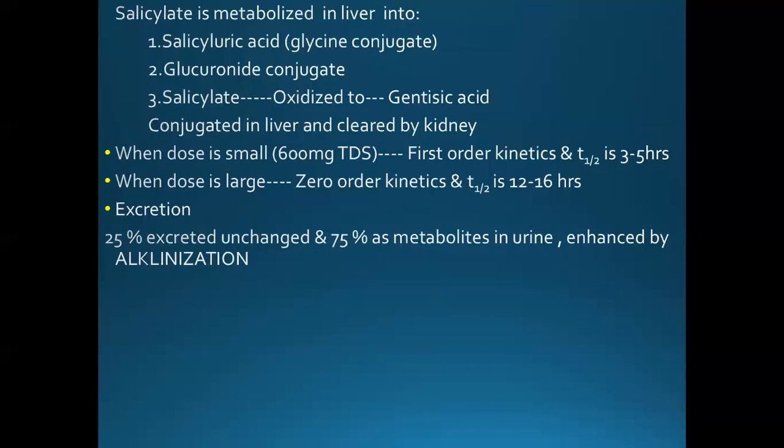25% is excreted unchanged and 75% as metabolites in urine, and this is further enhanced by alkalinization of urine. That means if the urine is more alkaline, more will be excreted through urine, like 75% will be excreted in the form of metabolites and 25% will be excreted in the unchanged form.